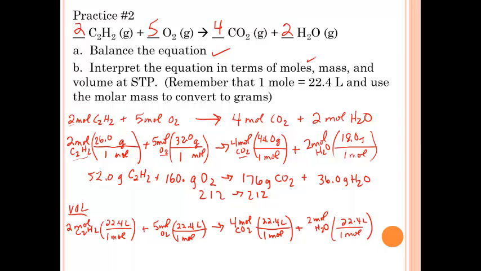Alright, and so if we wanted to get a grand total, we have 44.8 liters, sorry, not moles, of our C2H2. We have a total of 112 liters of oxygen. Those are our reactants. On our product side, we end up with 89.6 liters of CO2 and 2 times 22.4, 44.8 liters of H2O. Alright, so that would be interpreting it for moles and mass and for volume, assuming that we were at STP.